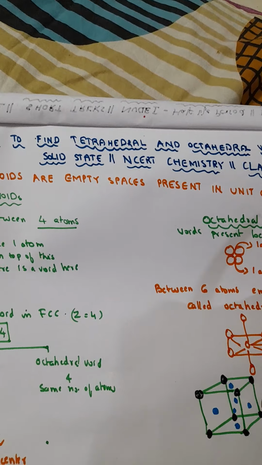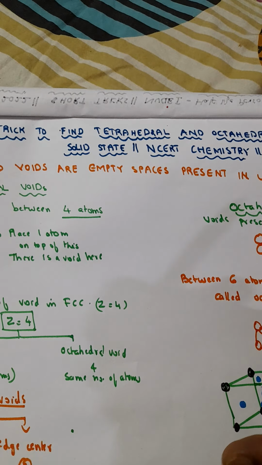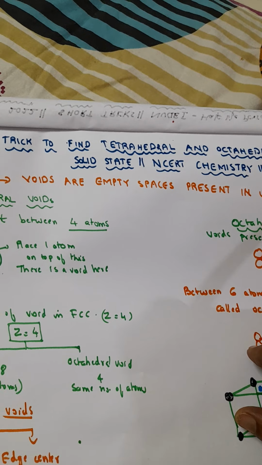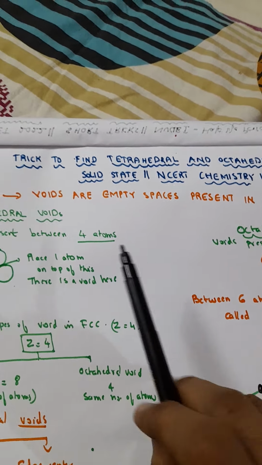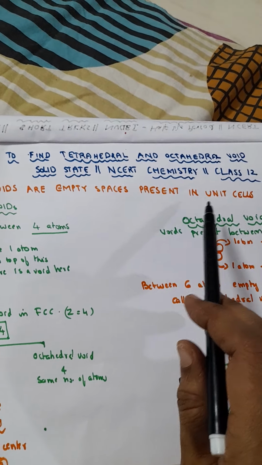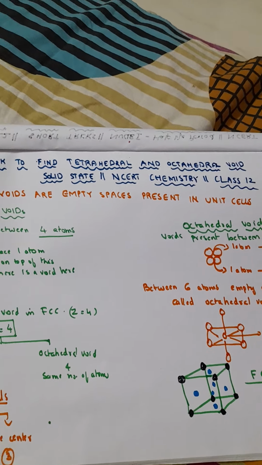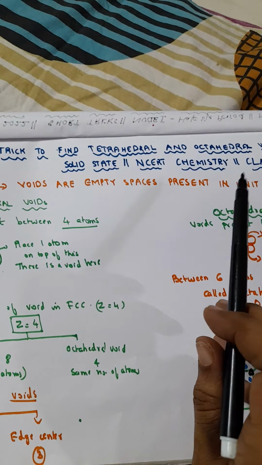Okay, so already I have uploaded a few sessions on the topic, and we will see what are voids and how you can find out tetrahedral and octahedral voids. Voids are nothing but just empty spaces which are present in unit cells. So what are voids? They are empty spaces present in unit cells.